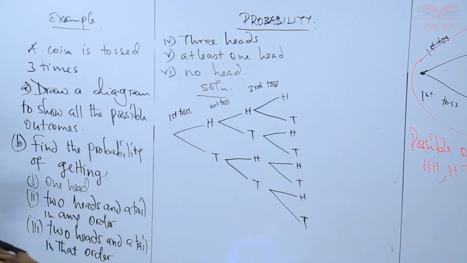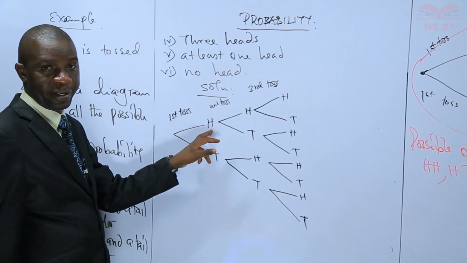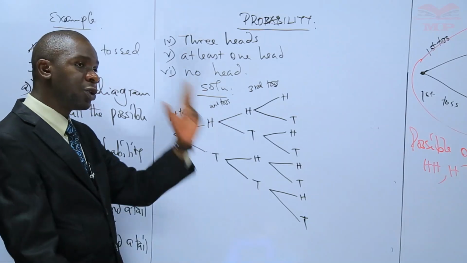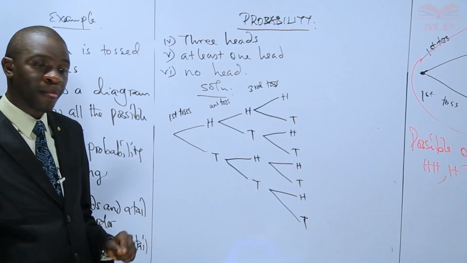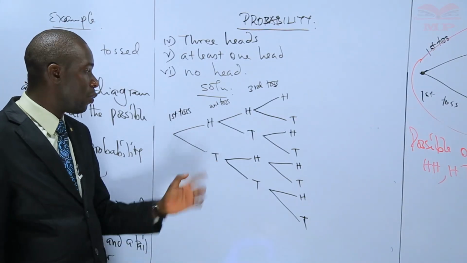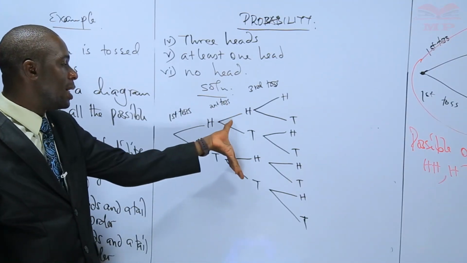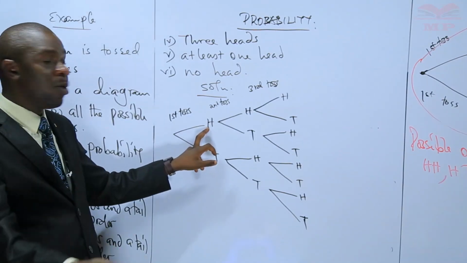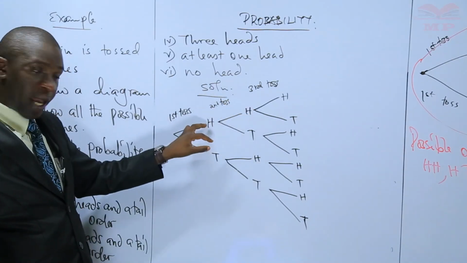Now, I want to explain this because it is very important. This is the first toss. In the first toss, our sample space only has 2 things: either we are getting a head or a tail. In our second toss, we are now working from 2 bases. In the first instance, probably we had a head. But if we had a head, we can still have a head or a tail, and it doesn't depend on what we had in the first instance.